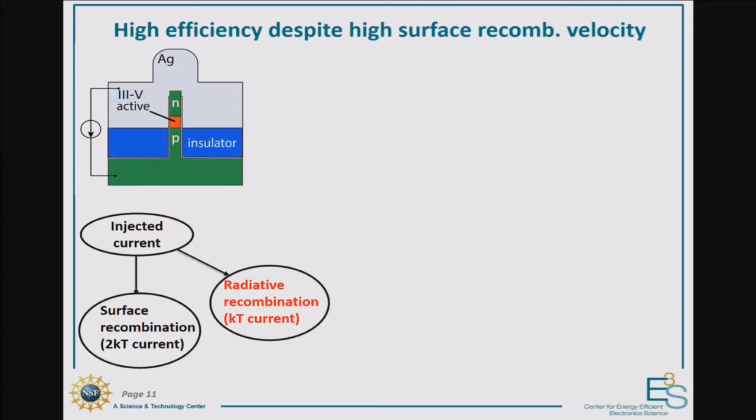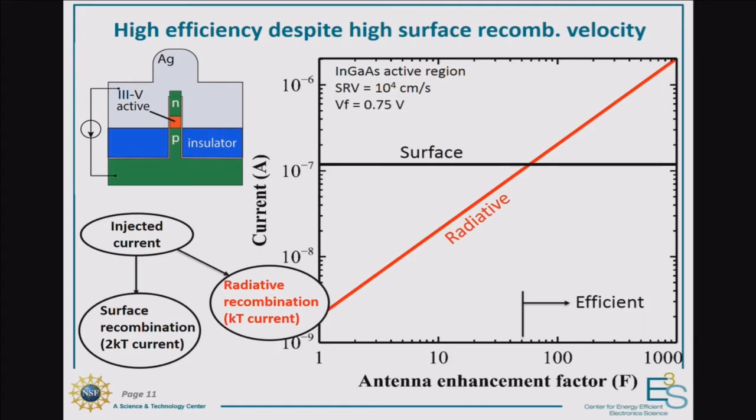And so what we can do is easily quantify the radiative recombination current and the surface recombination current. I assume an indium gallium arsenide active region with a surface recombination velocity of 10,000 centimeters per second, and I assume that the device is fully turned on. I plot the desirable radiative current and the undesirable surface recombination current as a function of the antenna enhancement factor. What you see is that if you have a big enough boost in the spontaneous emission rate from your antenna, your radiative current can actually exceed this non-radiative surface current, and you can have efficient operation of this device.